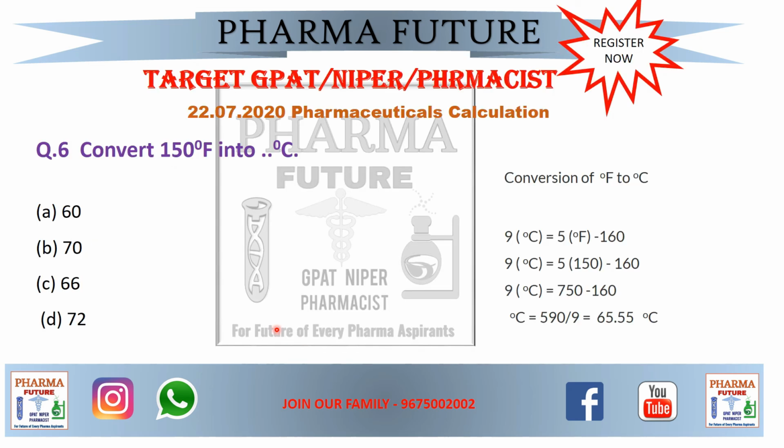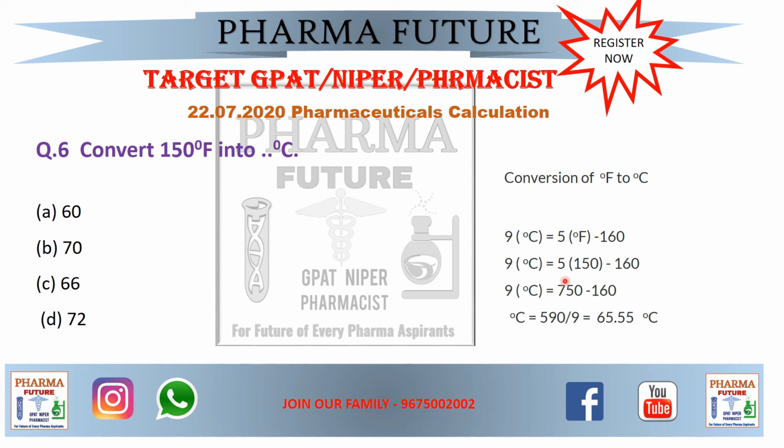Then moving to the sixth and last question: convert 150 Fahrenheit into Celsius. Option A 60, option B 70, option C 66, and option D 72. Now we'll see how to convert Fahrenheit into Celsius. There is a formula: 9 degrees Celsius is equal to 5 Fahrenheit minus 160.